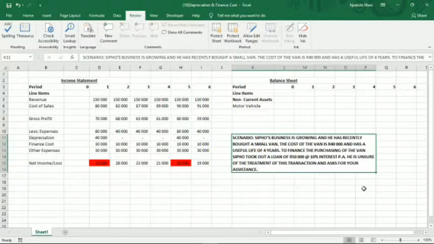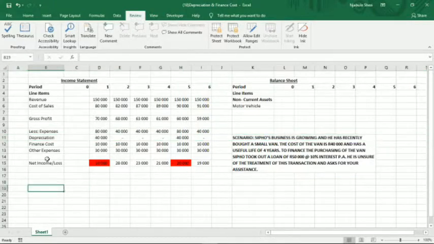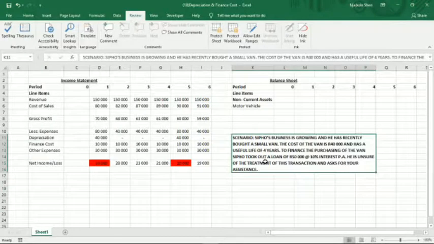So maybe just before I begin with my calculations, let me just give you guys the standard definition of what depreciation is. The standard definition of depreciation is the extent to which you absorb, consume, or exhaust an asset. Each and every asset has a useful life. As mentioned here in this particular scenario, the van has a useful life of 4 years.